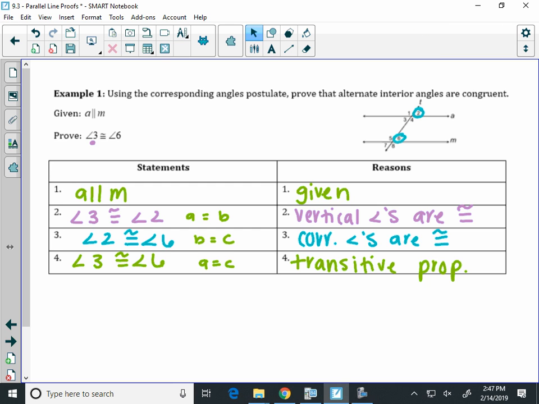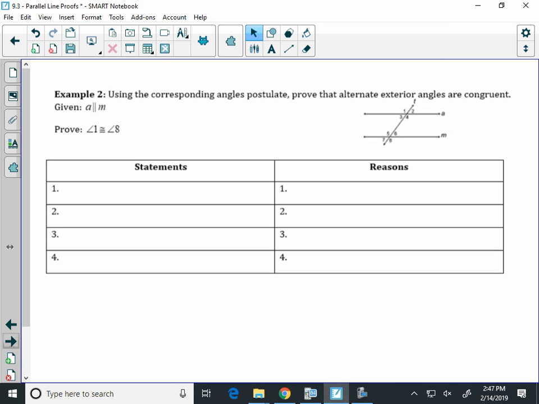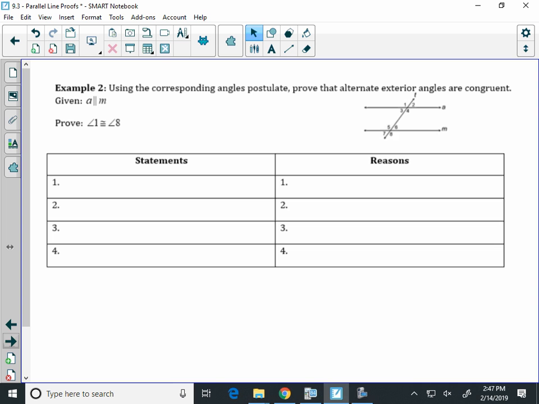Okay? So now let's take a look at another one. Again, we're just trying to link two angles together. So fill out your boxes. We know our first statement every time is A is parallel to M, because that's what we were given, and our reason is given.